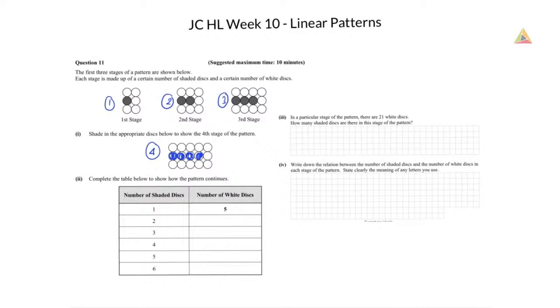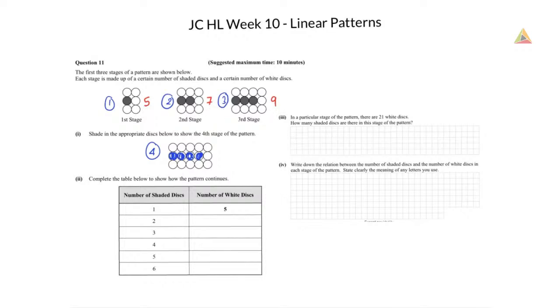We've 5 white discs in the first one. We have 1, 2, 3, 4, 5, 6, 7 white discs in the second one. We have 1, 2, 3, 4, 5, 6, 7, 8, 9 white discs in the third one. So let's see what's happening here. It's going from 5 to 7, that added 2. Then it's going from 7 to 9, that added 2.